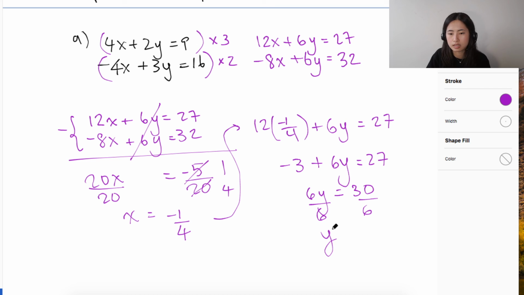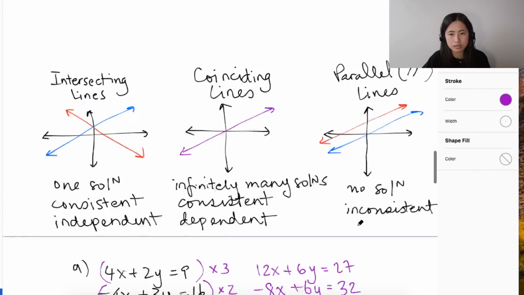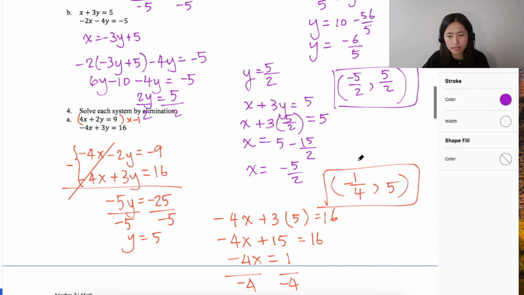Okay, let's see. 12 times negative 1 over 4, yeah, that's negative 3, and then you have 27. So 27 plus 3, that's 30. 30 divided by 6, that's 5. Let's see. Yeah, it's 5. Okay, so for some reason I thought it was a fraction.